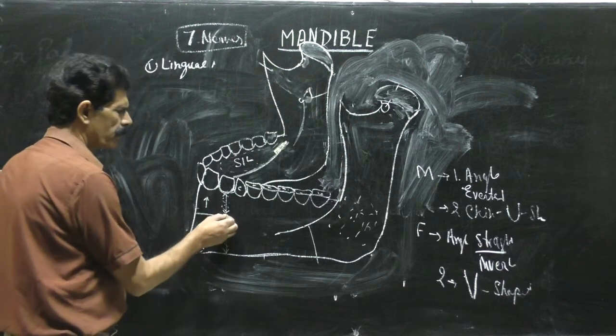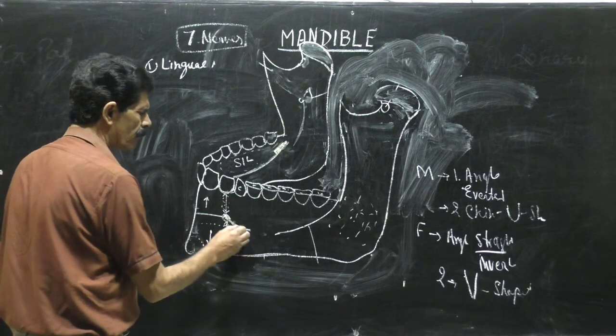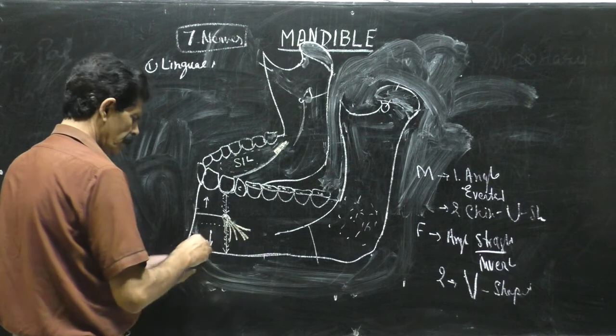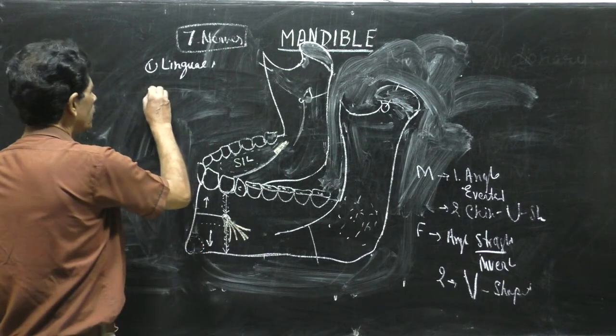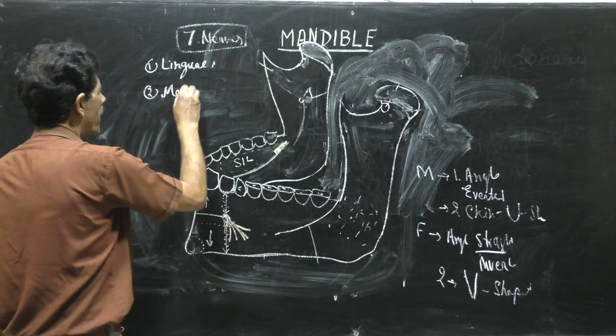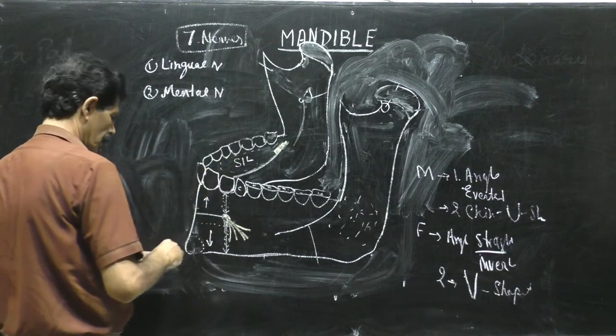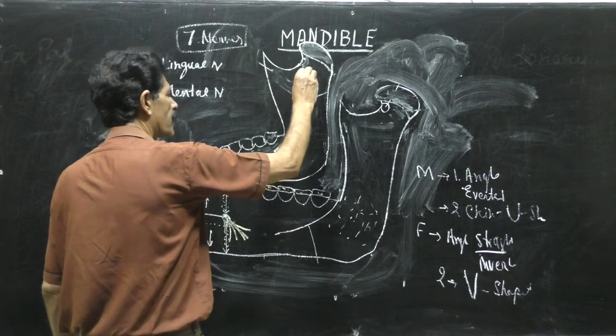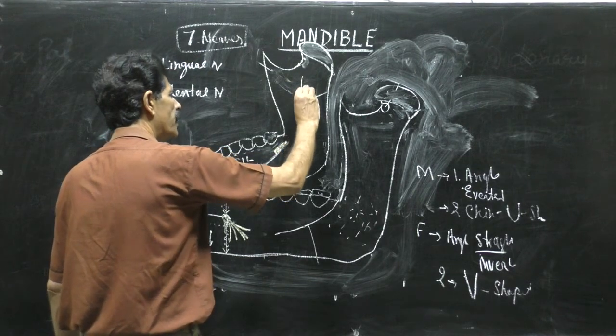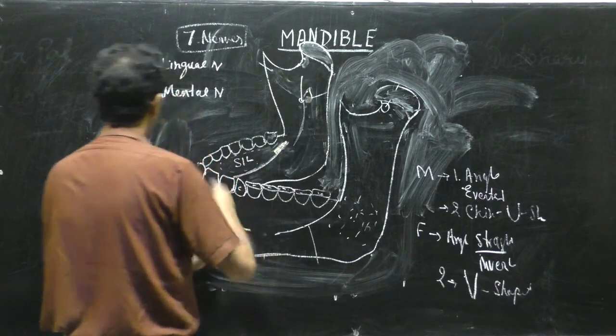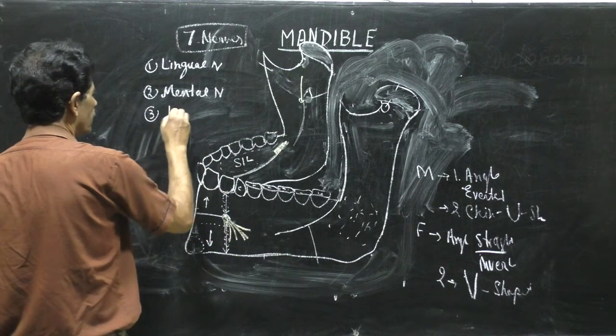Then another nerve is the mental nerve. The mental nerve is touching the mental foramen. Then the inferior alveolar nerve, it passes through the mandibular foramen. Inferior alveolar nerve.